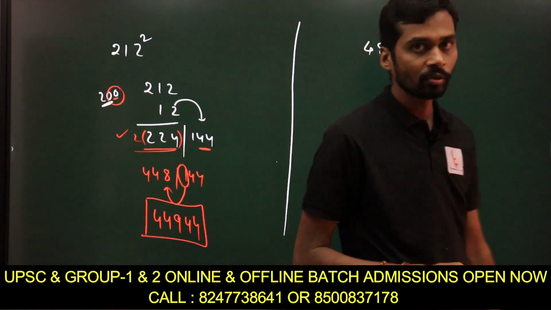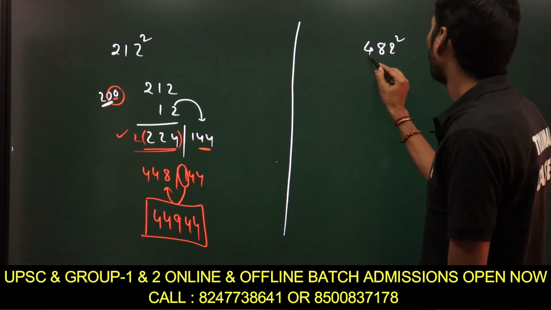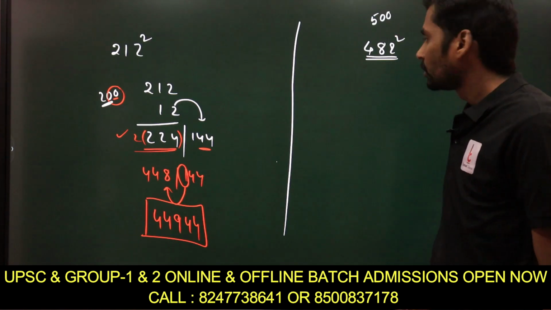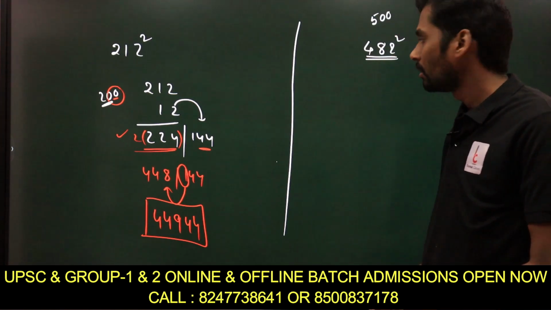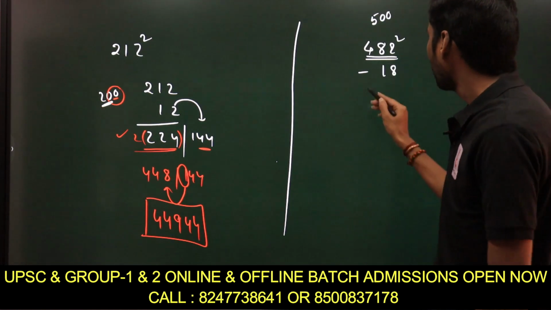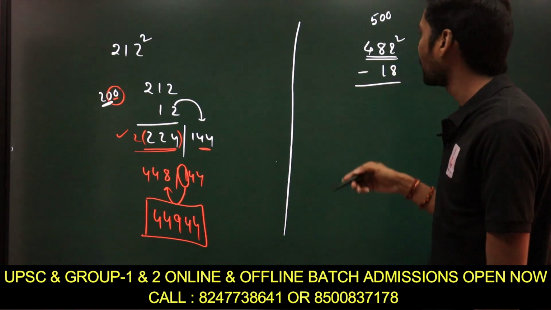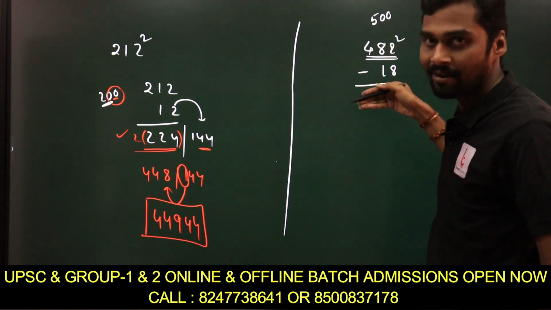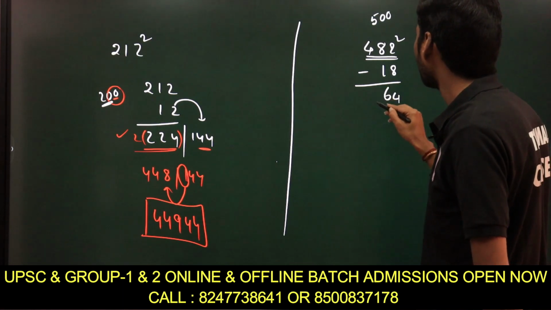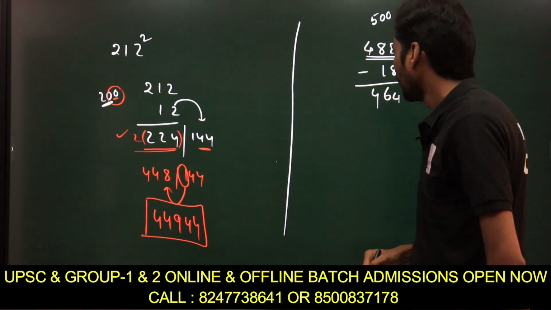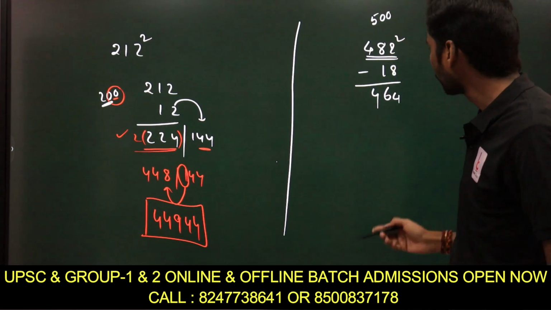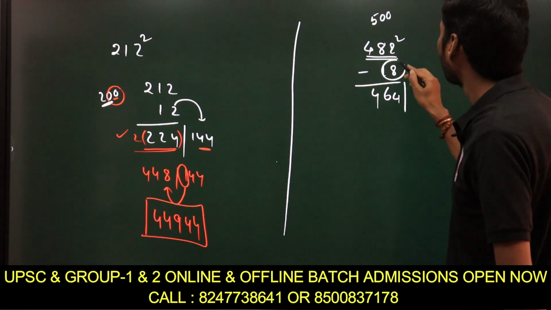482 square. Okay, so 482 square is nearer to which number? Yes, it is nearer to 500, right? So how much is it less than 500? Yes, it is 18 less than 500, right? Since 482 is less than 500, I am using minus. So 12 minus 8 is 4, 7 minus 1 is 6, 4 minus 1 is 4. 464, this is the left side part, and the right side part is what?